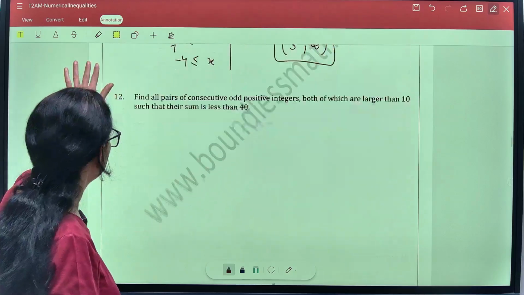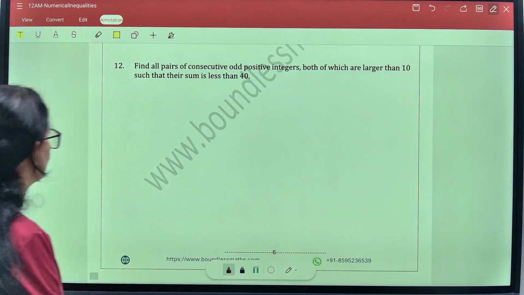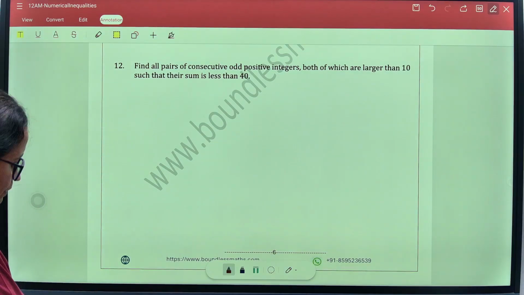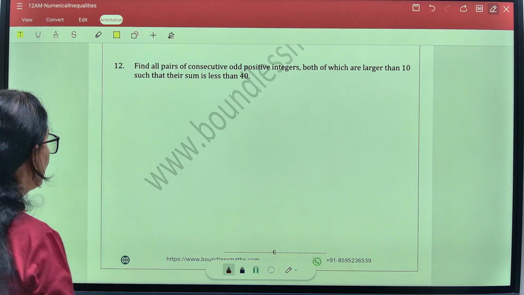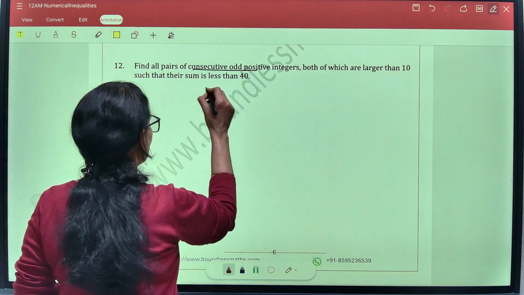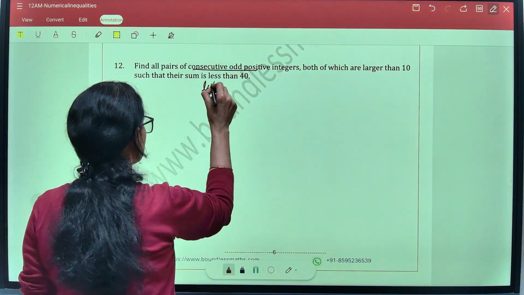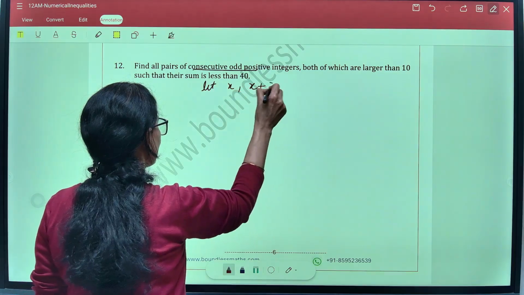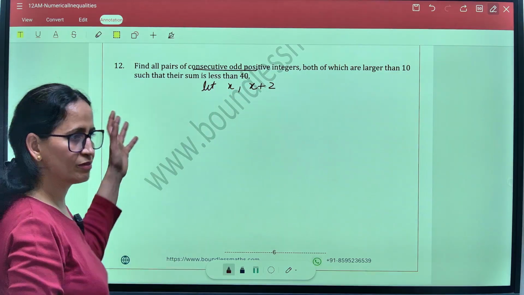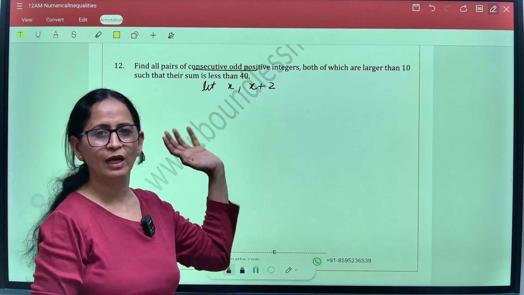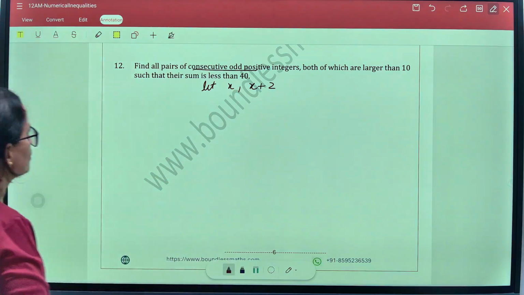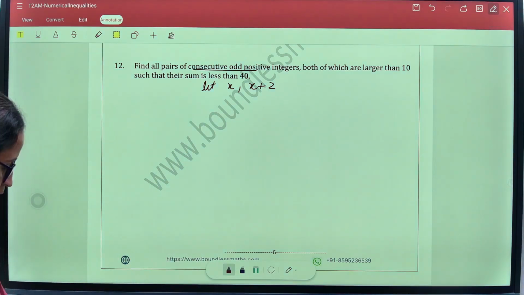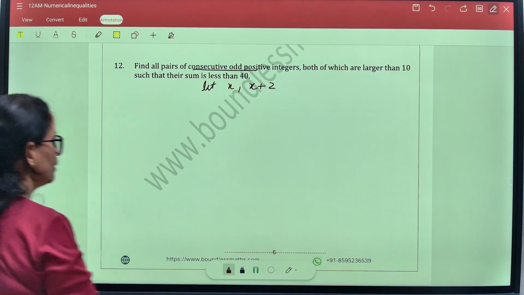Okay, next question. Find all pairs of consecutive odd positive integers, both of which are larger than 10 such that their sum is less than 40. So let the two consecutive odd positive integers, let the integers be x and x plus 2. Please write a complete statement. What is x? Before you even start using x, always make it a point to write what is x. So the question says both of which are larger than 10. So x is also greater than 10.